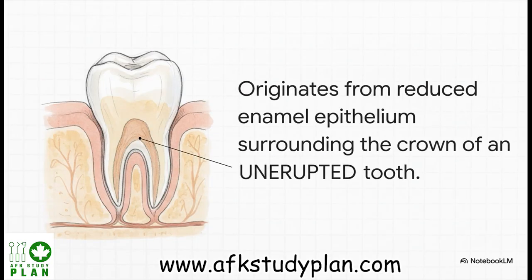Next, we have the dentigerous cyst. Now, this one is the second most common overall, but it's the most common developmental cyst, and that's the key difference, right? The periapical was all about inflammation. The dentigerous is all about development. It comes from the tissue around the crown of a tooth that just hasn't erupted yet.